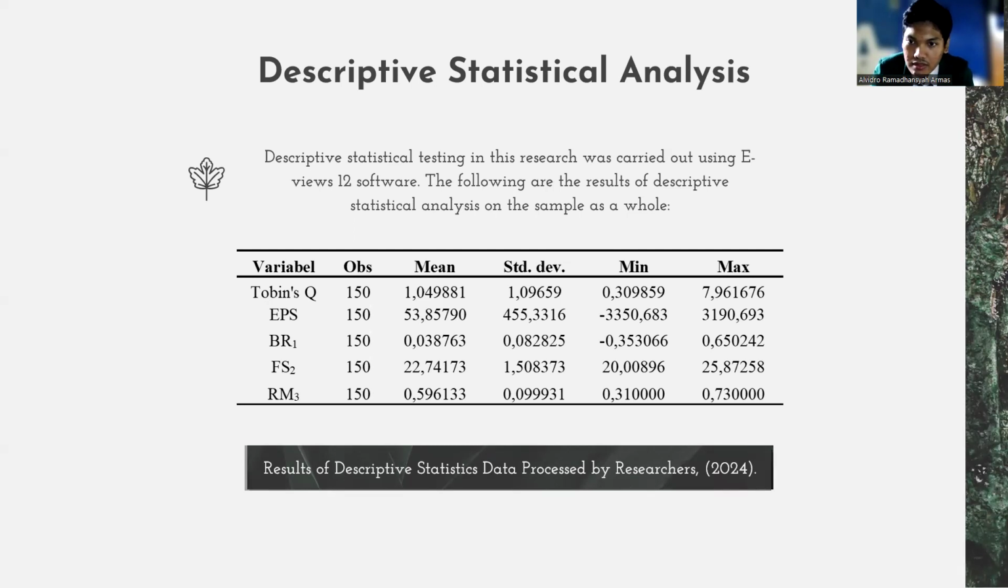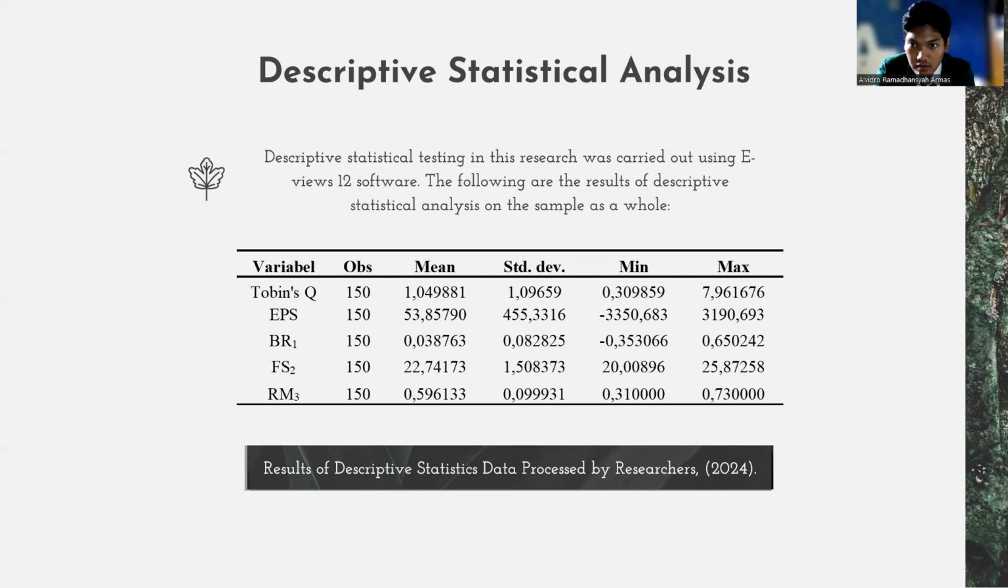Then it can be seen based on the table that the minimum value for the Tobin's Q variable is 0.309859. This value was obtained from one of the companies, named Bekasi Asri Pemula, precisely in 2020, and this can be said to be proof of the lack of investor trust in the company. The maximum value of the Tobin's Q variable is 7.961676, which was obtained from PT Agung Semesta Sejahtera in 2018. This can be seen from the closing share price of this company, which increased very significantly from 780 per share in 2017 to 880 per share in 2018.